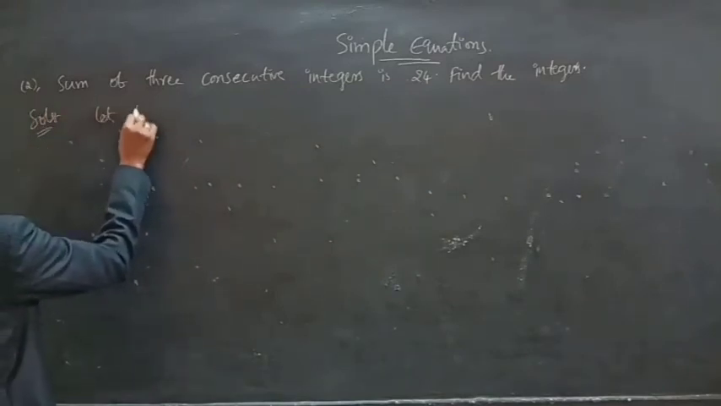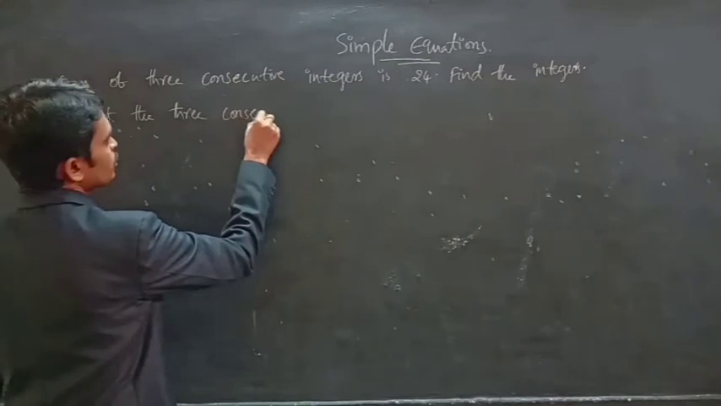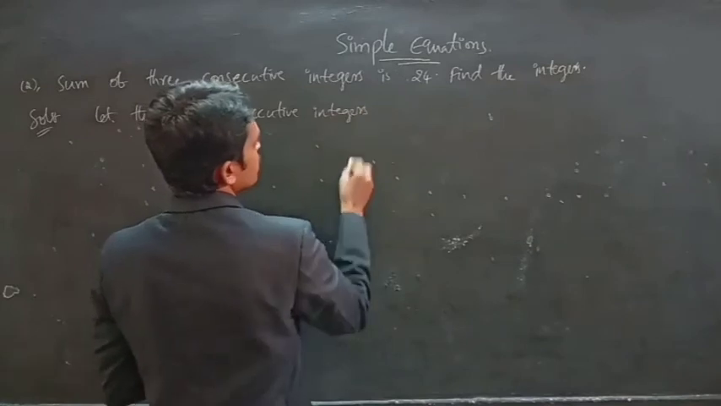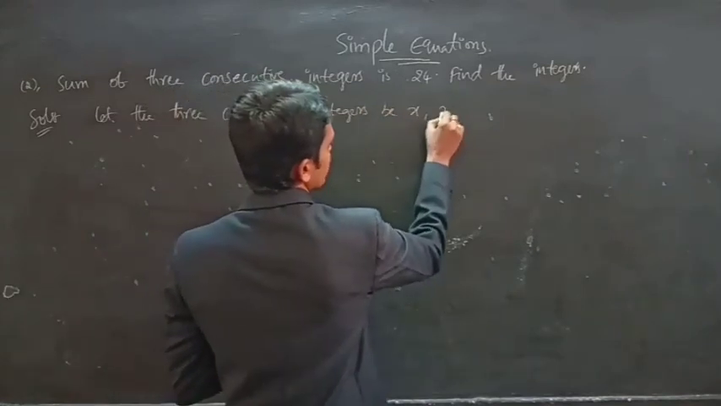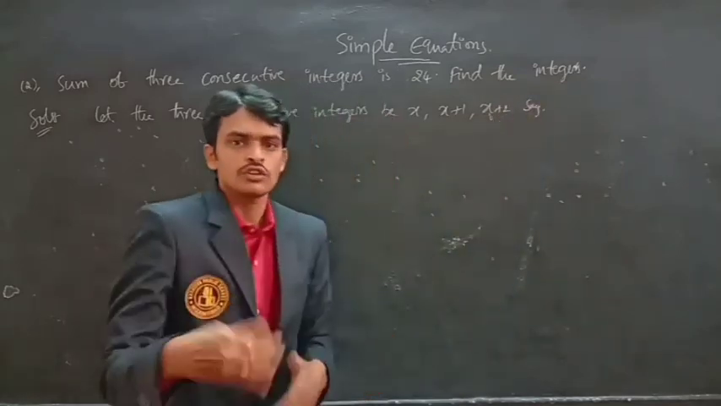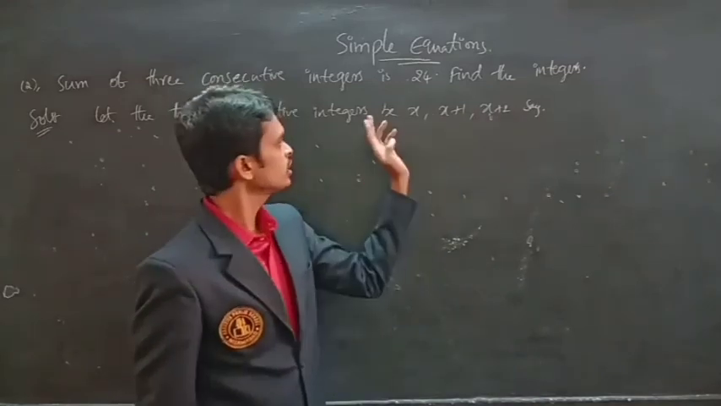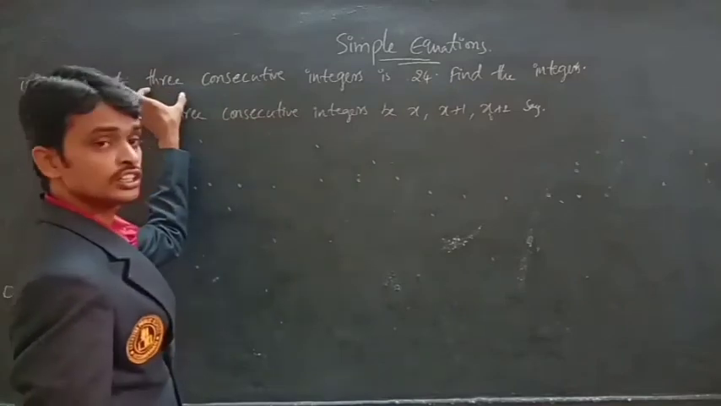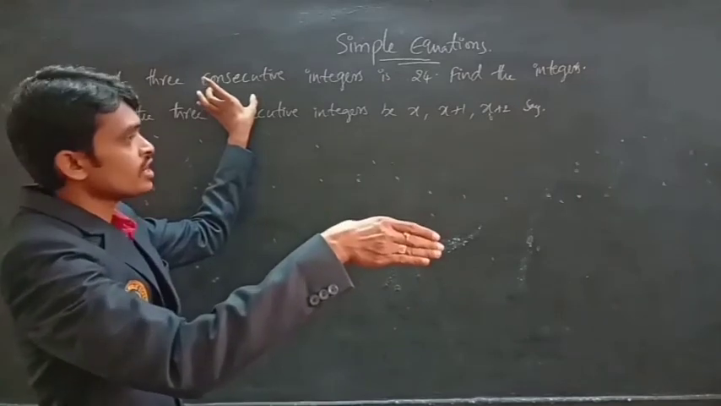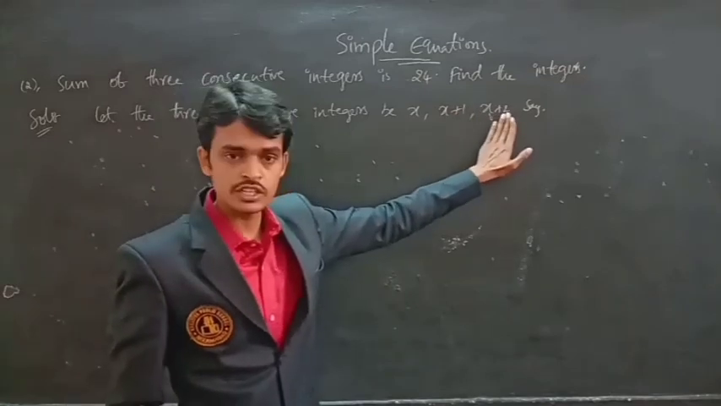So let the 3 consecutive integers be x, x plus 1, x plus 2, say. Continuous numbers x, x plus 1, x plus 2 we should take as 3 integers. How many integers? 3 integers. The integers should be consecutive, nothing but continuous numbers. The continuous numbers are x, x plus 1, x plus 2.